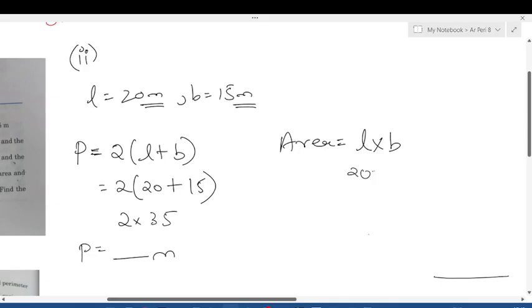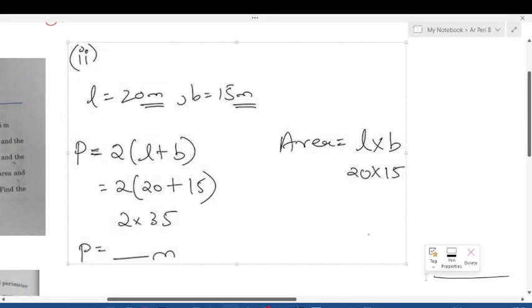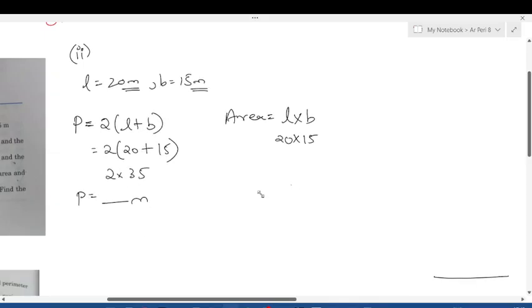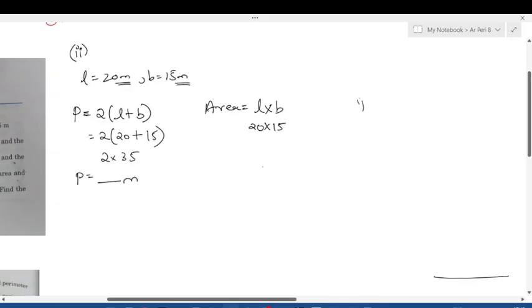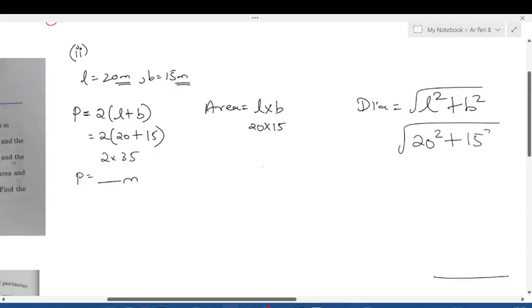Next, tell me the area formula. Okay, so I have to multiply 25 into 15. What about the diagonal? What's the diagonal formula? Not L to L square plus. What is the L value? 20 square plus. Okay. Multiply this. Find the values.